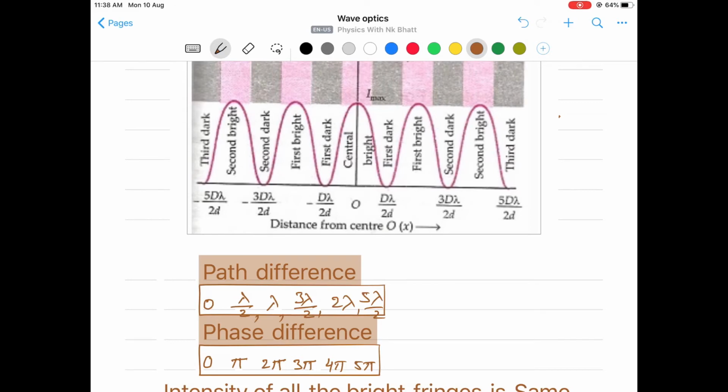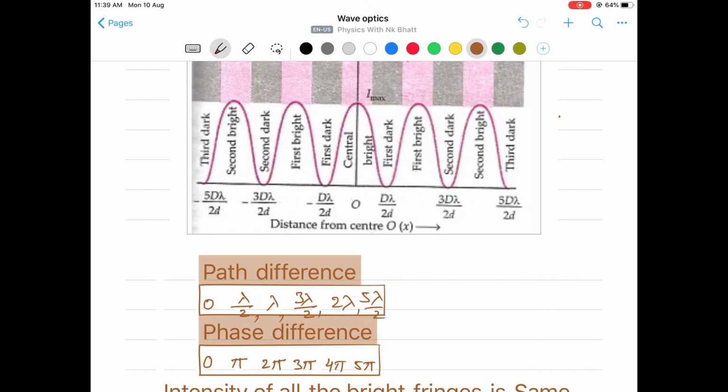Then next would be lambda. So for lambda we will get the first bright. After lambda by 2, the next position would be lambda, and for lambda path difference the bright fringe will be obtained. Next is 3 lambda by 2. For 3 lambda by 2 again the dark fringe is obtained, that is the position of the second dark. In that way you can go for the higher order fringes also, like first, second, third, fourth in both bright and dark segments. So there are two more possible representations.